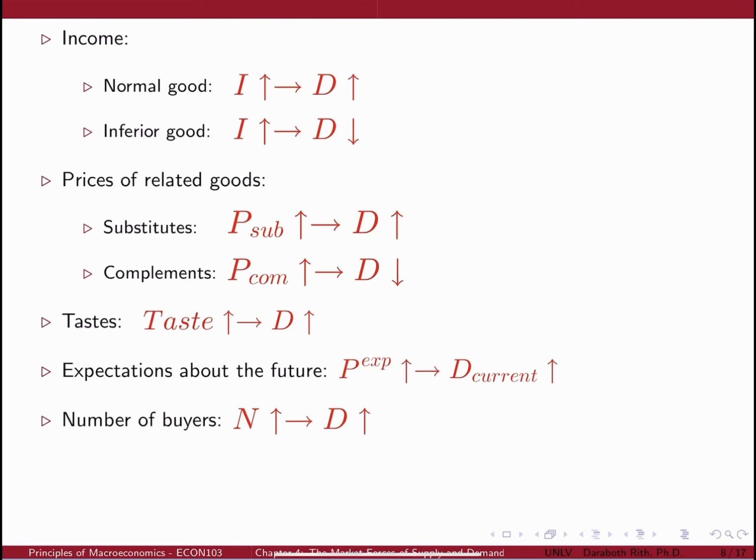And lastly, the number of buyers also matters. If the number of buyers increases, the demand will also increase accordingly. Suppose there are more buyers of electric vehicles made by Tesla. We can simply notice that demand for Tesla vehicles is increasing.